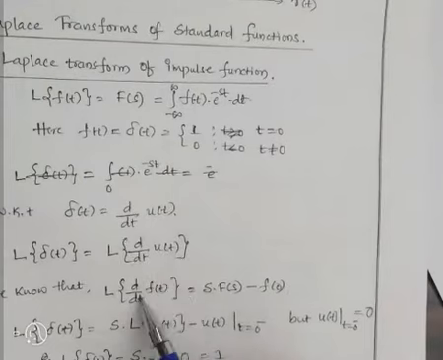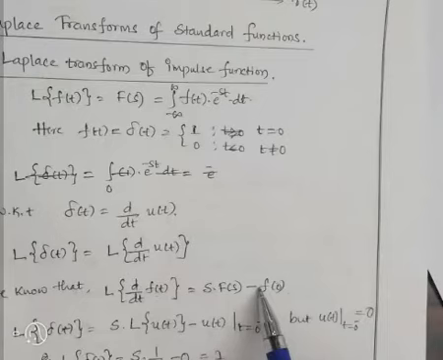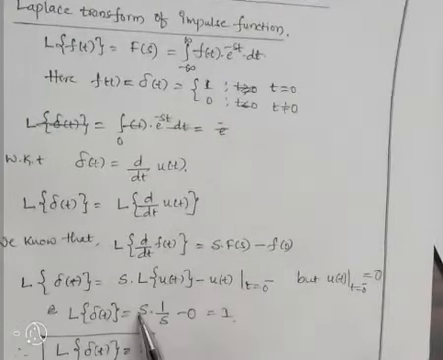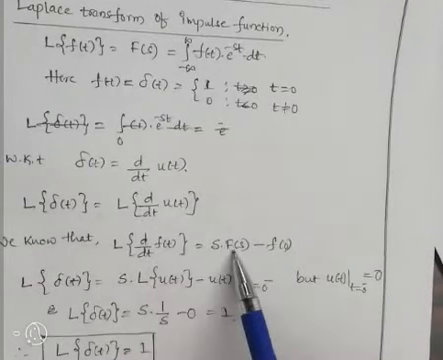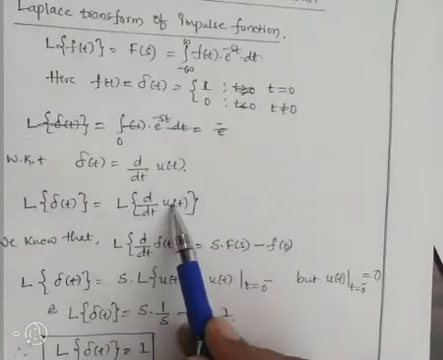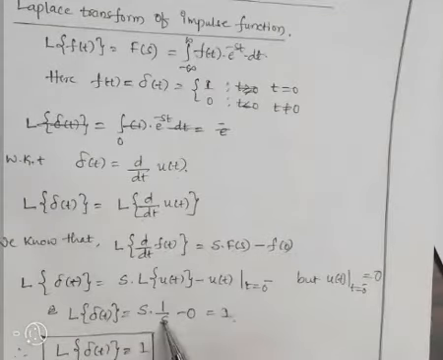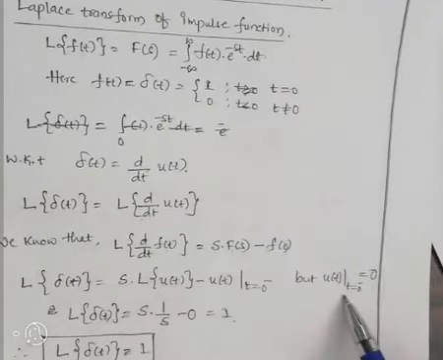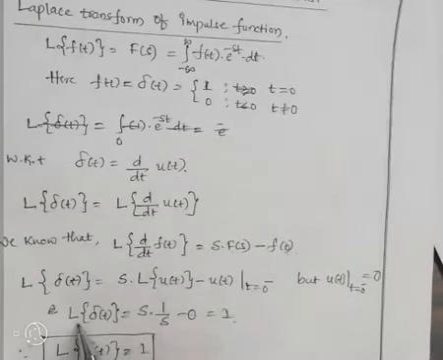Compare these two things. F of t equal to u of t. So using this property, directly I am writing the answer as s as it is, then F of s. F of s stands for the Laplace transform of f of t. F of t is u of t. Laplace transform of u of t is 1 by s, already we discussed. Minus f of 0. F of 0 means at time t equal to 0, u of t is 0. Hence 0. So the Laplace transform of delta of t is 1.